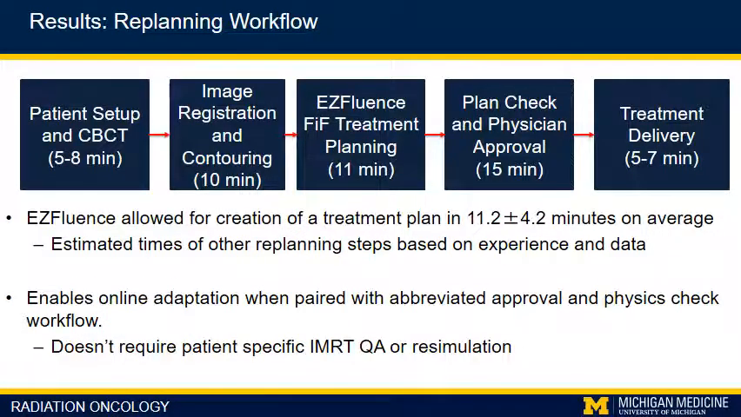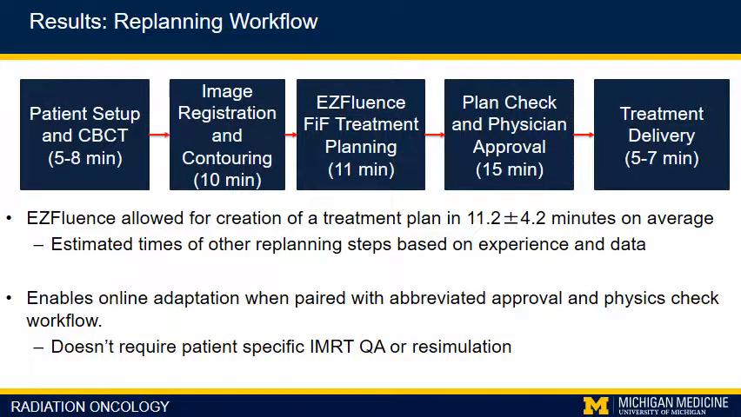A potential replanning workflow is displayed above. EZFluence allowed for the creation of a treatment plan in 11.2 minutes on average, and all other estimated times were based on clinical experience and data. This workflow enables the online adaptation of a patient treatment when paired with an abbreviated approval and physics check workflow. And note an advantage of this workflow is that it doesn't require any additional patient-specific IMRT QA or a resimulation of the patient.